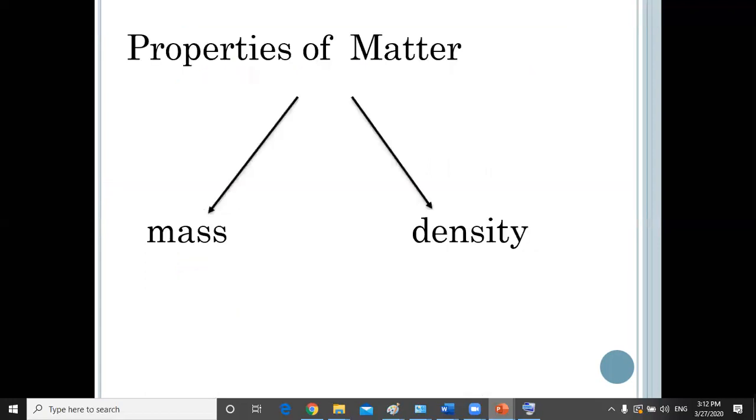In this lesson, we will talk about two properties of matter. We're going to talk about mass and density. Mass and density. Okay.